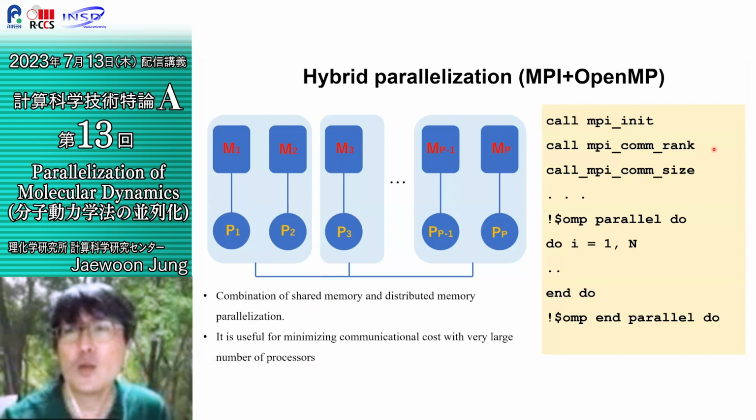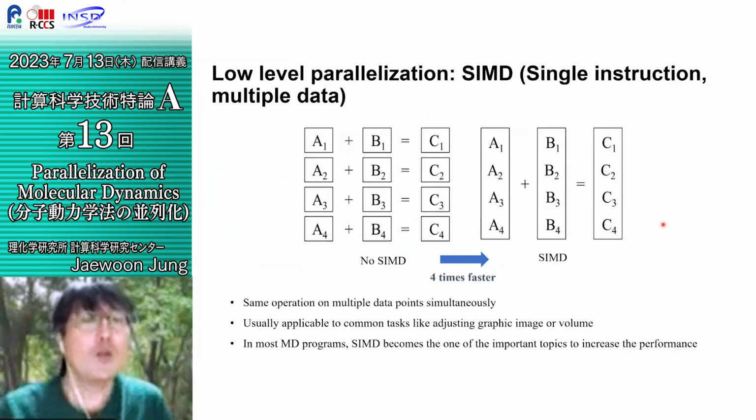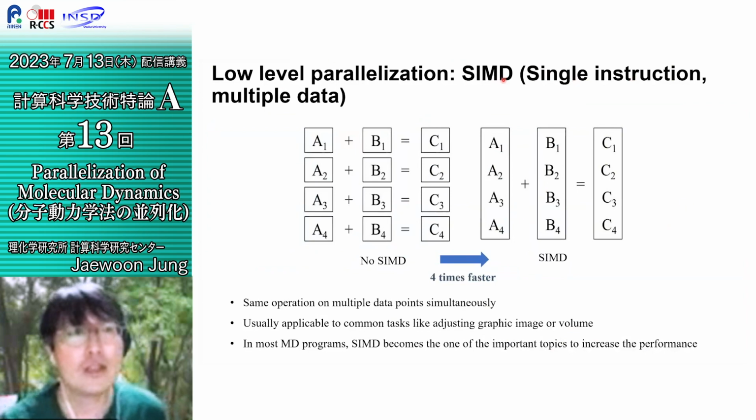So the source code is like this. First, we call the MPI related things: call MPI init, MPI comm rank, and so on. And in each part, we parallelize by adding an OpenMP directive. Also, another thing you should consider is very low level parallelization, like SIMD, single instruction and multiple data.